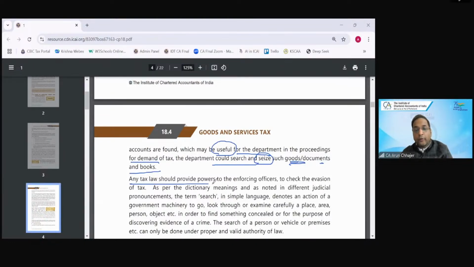द टैक्स लॉ should provide the power to the enforcing officer to check the evasion of tax. As per the dictionary meaning and as noted in the different judicial pronouncements, the search in simple language denotes an action of the government machinery to go and look through or examine carefully the place, area, person or object. क्या पर्पस है सर्च का? In order to identify the concealed transaction or to discover the evidence of the crime. The search of the person, the vehicle, or the premises can only be done under the proper and valid authority of the law.